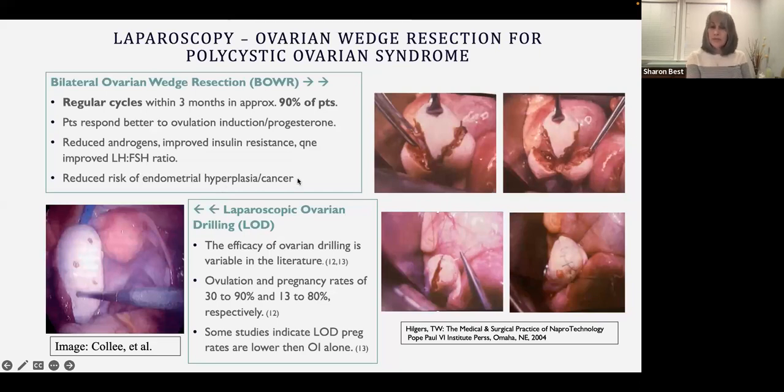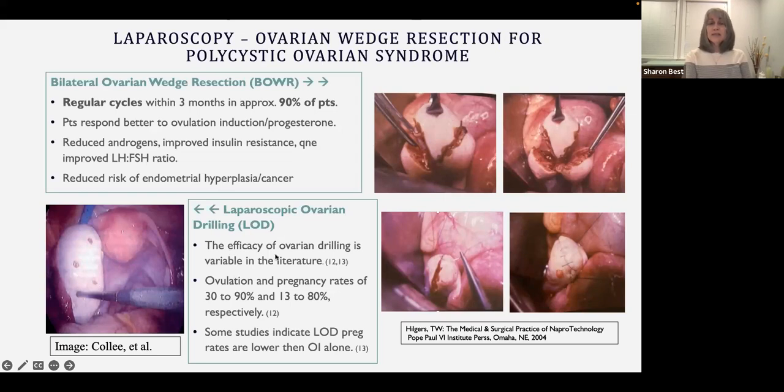So endometrial hyperplasia means that her endometrium is going to go very, very thick. And it does that because she's not ovulating. So this picture here is depicting something called ovarian drilling. This is done by mainstream medicine today.